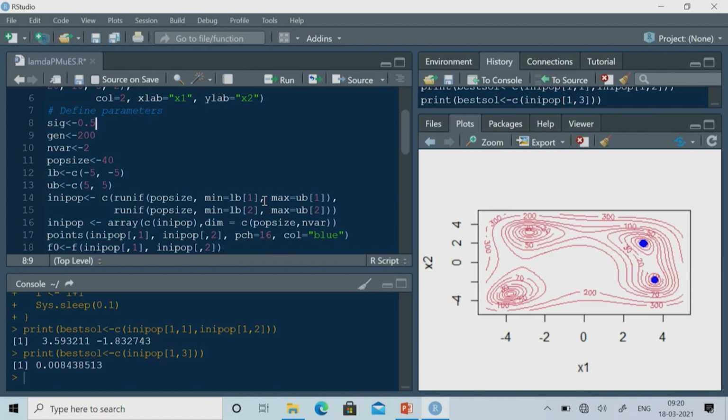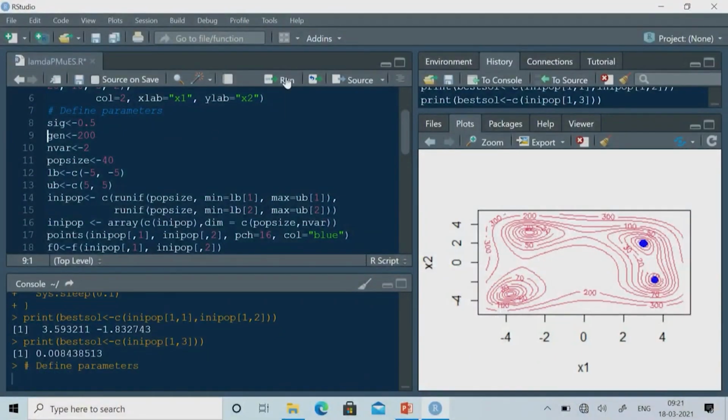So, here we are not getting the exact optimal solution, because I have used sigma equal to 1, but if you are reducing the sigma value with iteration, then you may get the exact optimal solution, or maybe you will get a better solution than this. So, let us try with sigma of 0.5.